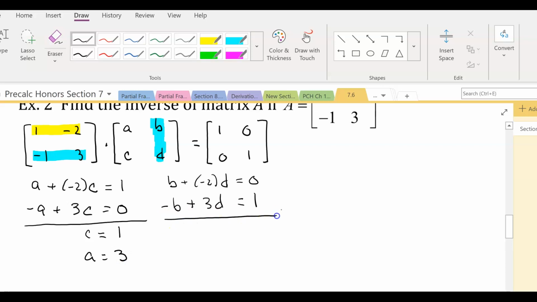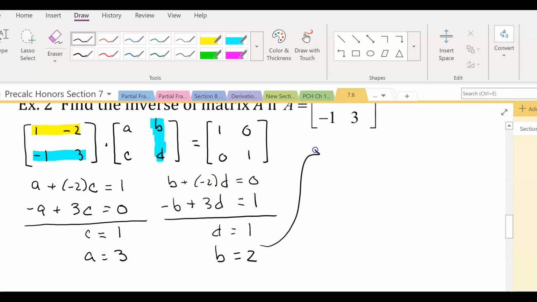And then let's solve this system. -2D plus 3D is going to be D. And 0 plus 1 is 1. These B's cancel out. So we can substitute D back into either equation. So if we plug it back into the first one, I'm going to have B minus 2 is equal to 0. I'll add 2 to both sides and get B is equal to 2.